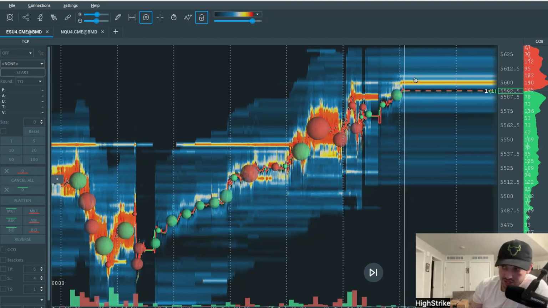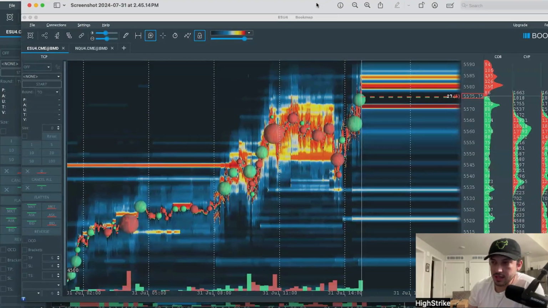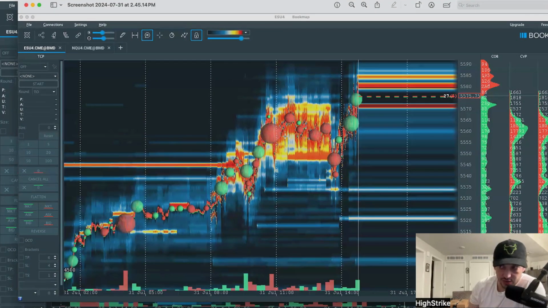So you were alluding to this just now. This is going to be somewhat of a resistance area. It's not a strong resistance area. A stronger resistance area is going to look like this. So this is some pretty good resistance, right? You see that? So that's where the heat map is going to be.